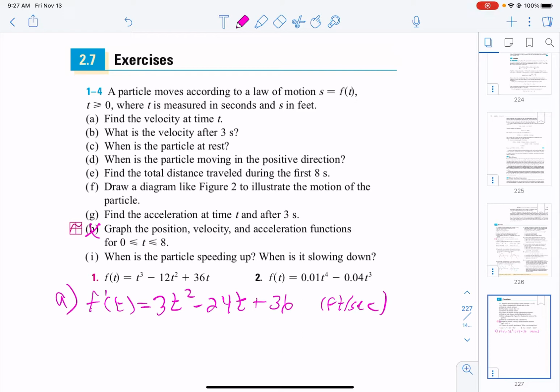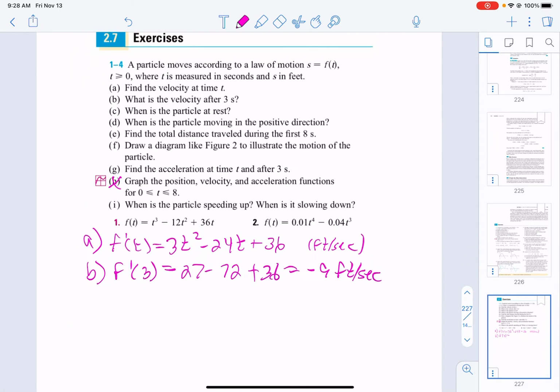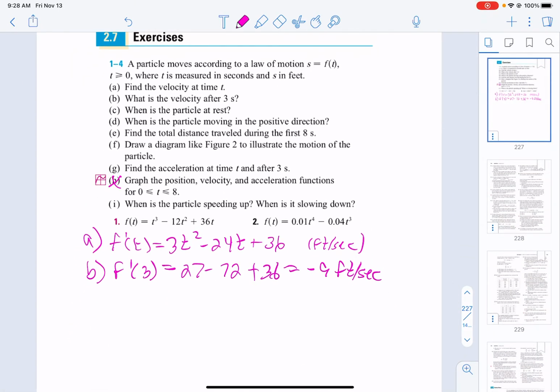Now, part B says to find the velocity after 3 seconds. So for part B, let's just take our velocity and plug in 3. That's going to be 27 minus 72 plus 36, or negative 9 feet per second. So that's the instantaneous velocity at 3 seconds.